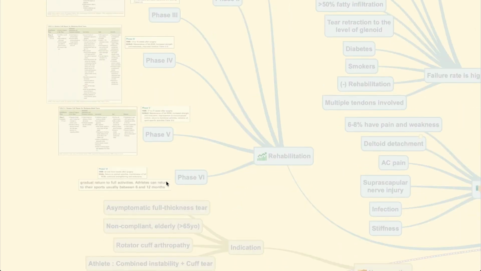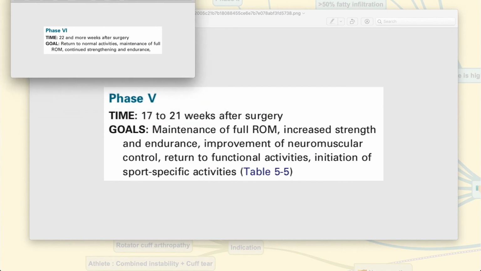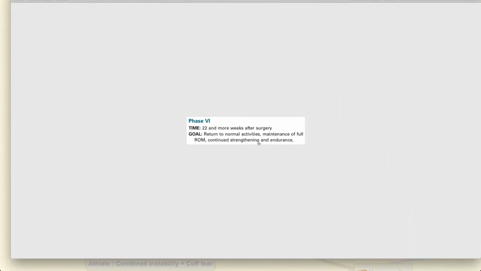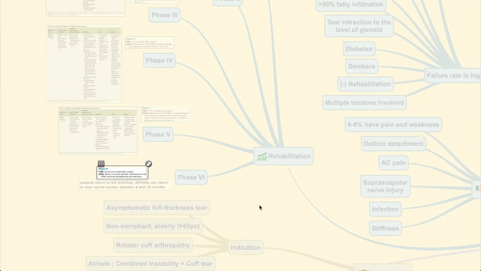So the question that patients frequently ask you is, when, doctor, could I do full sporting events? And the answer is that the return to normal activities should be done at least 22 weeks, which is at least 5 to 6 months following surgery. And it is in this period that the full range of motion of the shoulder is maintained and additional strengthening and endurance training is given.